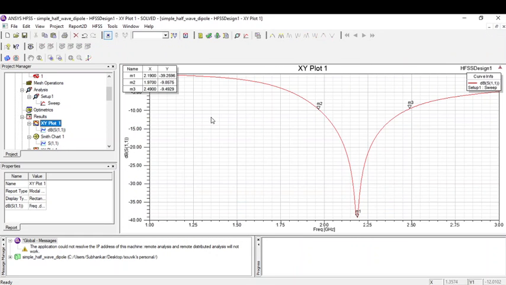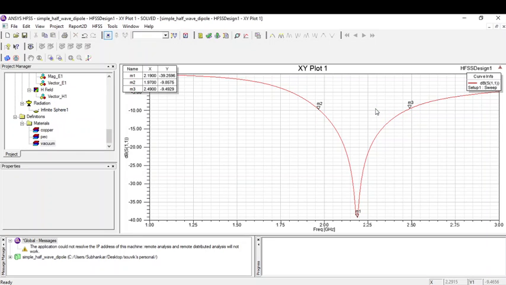In the results we can see there is a resonant frequency at M2, M3. From here we can see the lowest frequency, which is M1, 2.19, is the resonance frequency. The lowest frequency is called the resonance frequency, and the bandwidth will be FH minus FL, which is the higher value minus the lower value. The fractional bandwidth will be (FH minus FL) by (FH plus FL).